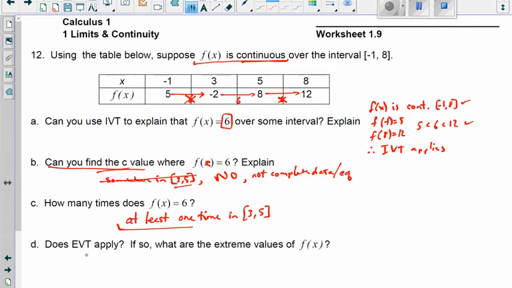Does EVT apply? It's continuous, so yes, all we had to check was that it was continuous, and they told us that. So what are the extreme values? This is another one where we just don't know, not enough information. The highest value we see is 12. Nothing's saying it can't go above 12 somewhere in here and come back down to 12. So maybe between 5 and 8 goes from 8 to 15 back down to 12. We don't know. So we don't have that information of the equation or the complete data.